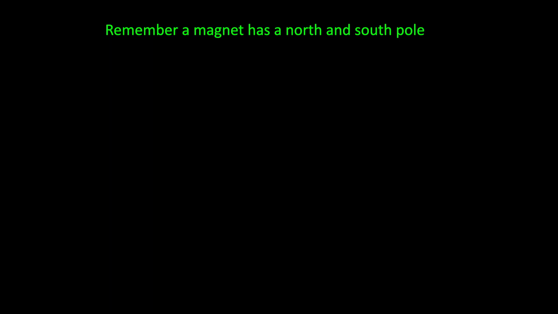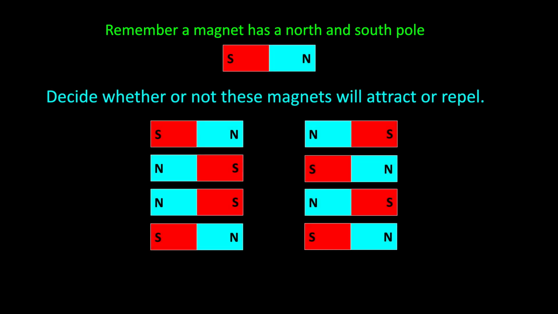If you recall your Key Stage 3 learning, you'll remember that a magnet has a north and south pole, like so. Decide whether or not these magnets will attract or repel. Pause the video and have a go.